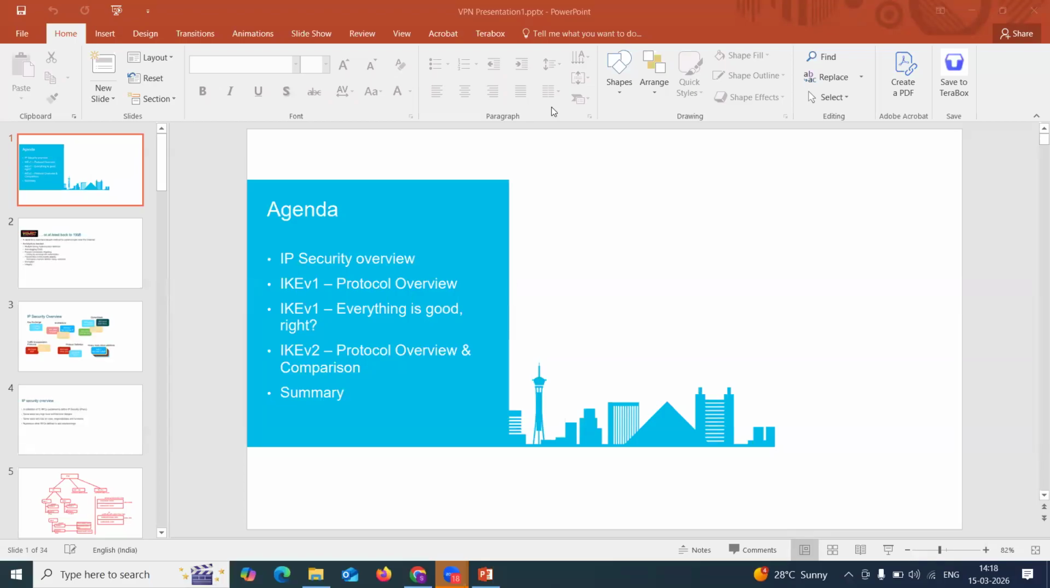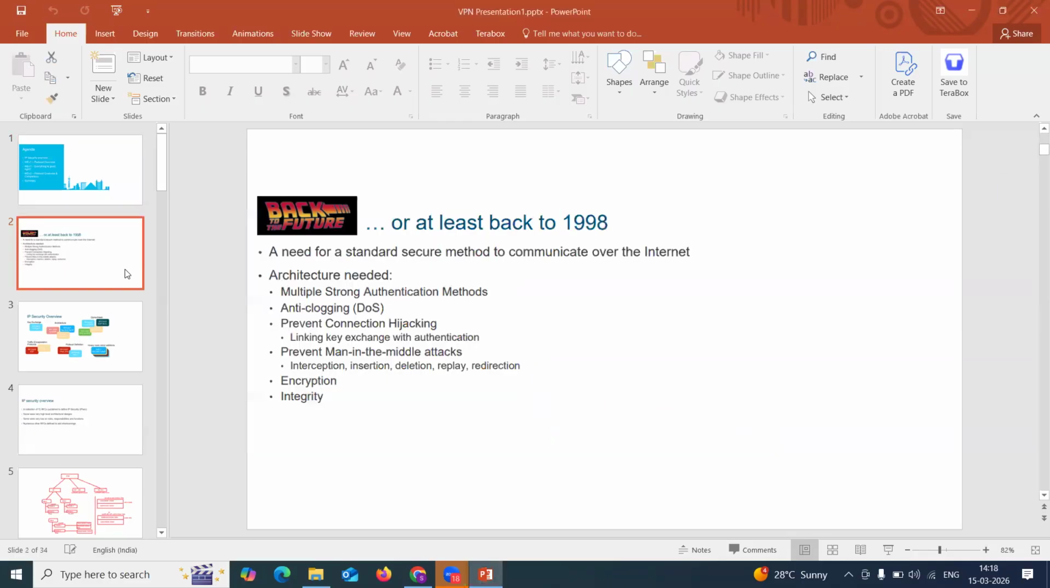Guys, we're starting IPsec today. In IPsec, we'll understand the entire infrastructure of IPsec, how it works, and all the information. So let's get started. Here I have given the reasons why we need security over the internet.